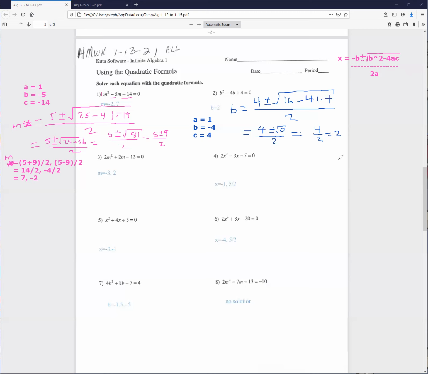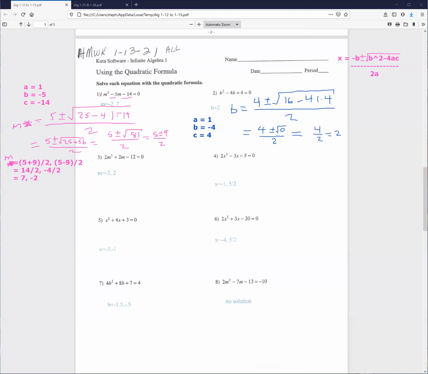Now, that does present an interesting situation because quadratic equations have two solutions. By definition, anything that's to the second degree will have two solutions. Anything to the third degree will have 3. That's true of all polynomials. So where's our second solution?